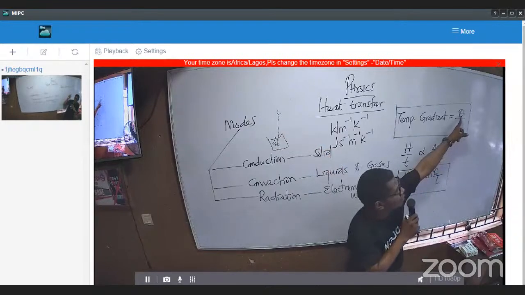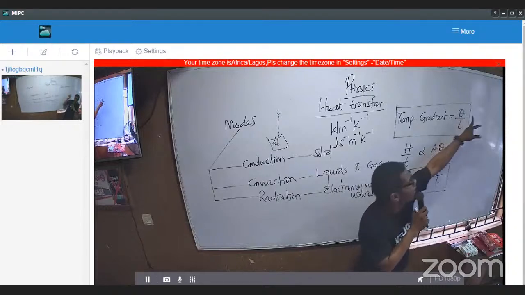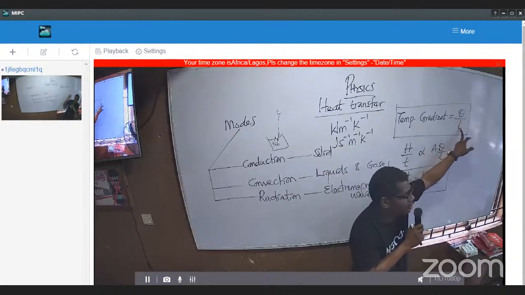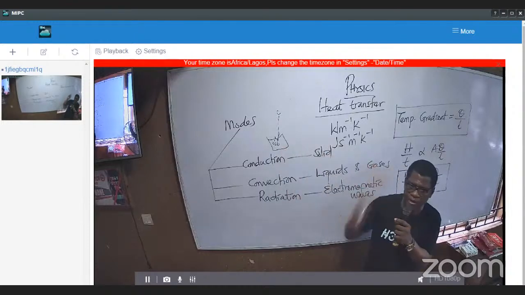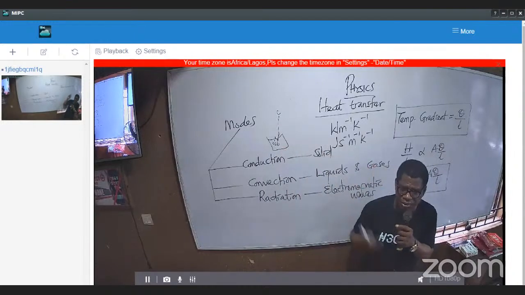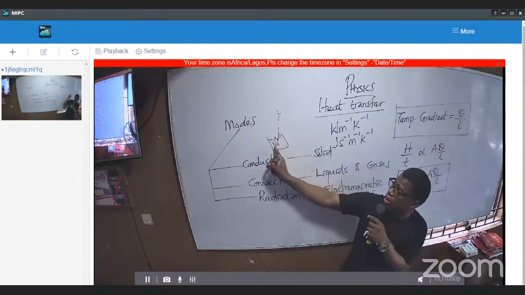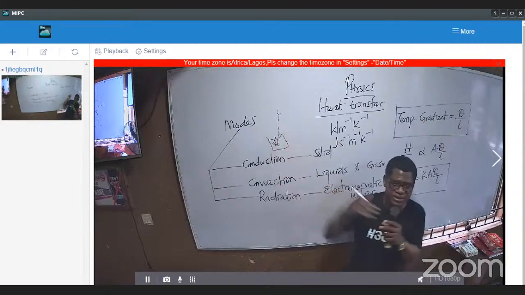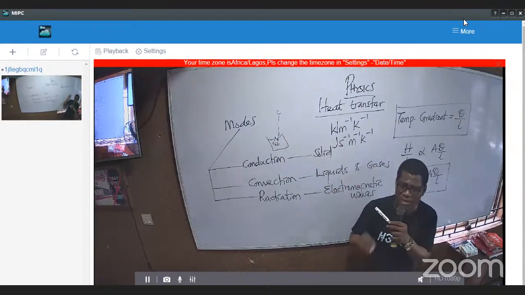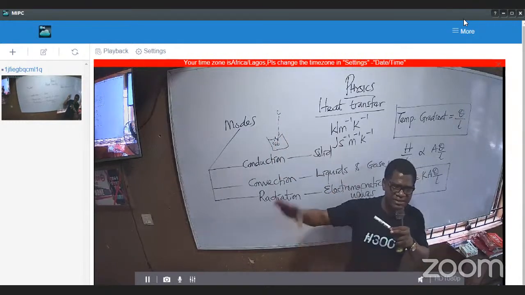What's theta? T hot minus T cold over L. Once there is a temperature gradient, there will be heat flow, and it continues until the entire body is in a state of thermal equilibrium. What is thermal equilibrium? When all parts have the same temperature. So heat flows from higher temperature to lower temperature.